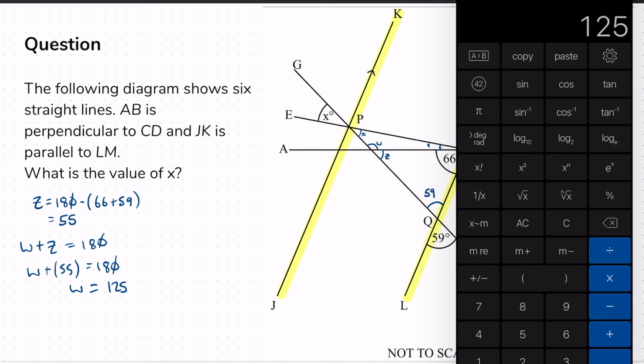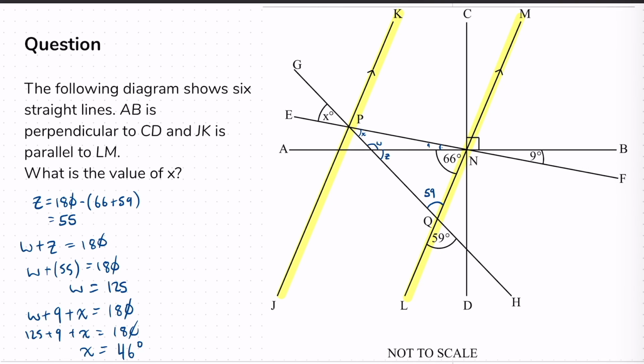And then W plus 9 plus X equals 180. Well, I know what W is. It's 125 plus 9 plus X equal to 180. So X equals 180 take away 125 take away 9, which equals 46 degrees, which is our answer.